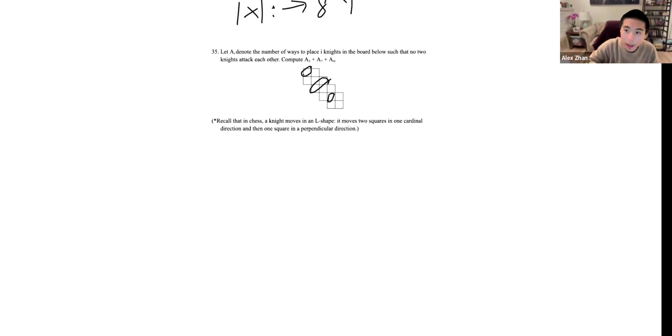So notice that if you have a knight in this top square, then you could not have a knight in these two middle squares. Similarly, if you have a knight in this bottom square, then you could not have a knight in these two middle squares. And also, if you have a knight in these two middle squares, you cannot have a knight in either of the top or bottom squares. This should be clear because if there's a knight in either of those positions, you can L shape to other ones. Okay, so this is the first one.